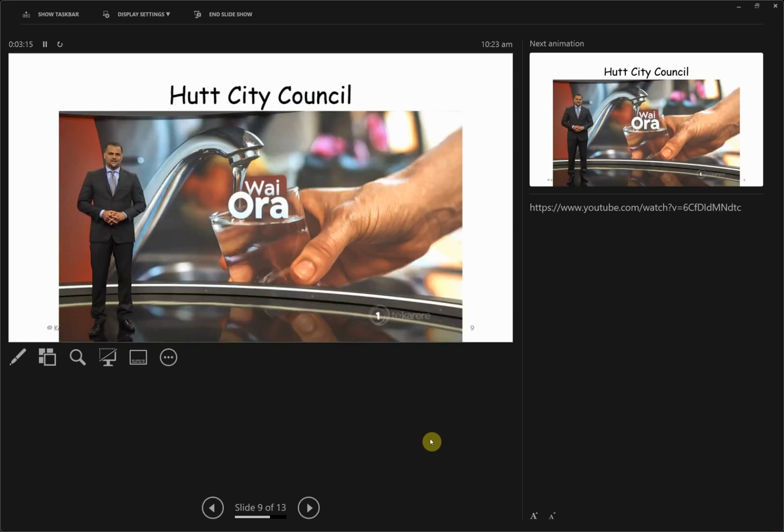Right behind me, here's another example. This one is with Hutt City, and again talking about restoring the mauri of the water.